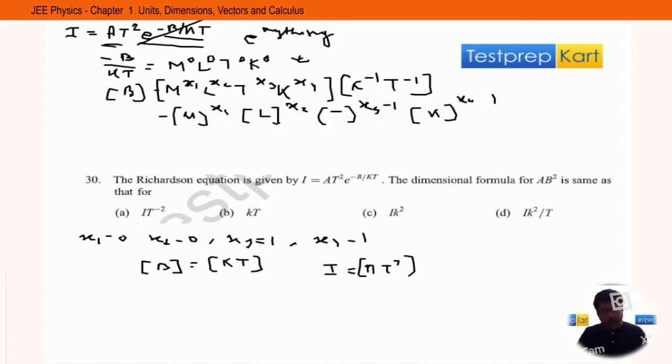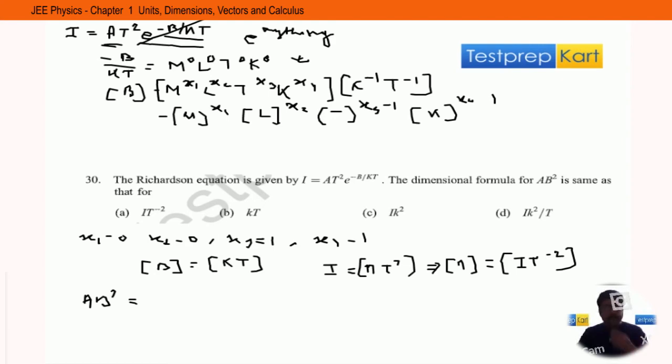So we need to find out the dimension of A. I told you, the dimension we need to find out we will keep individually, and the rest of the portion we will keep together. So here it will be I T to the power negative 2. It becomes the first answer. Now we need to find the dimension of B square.